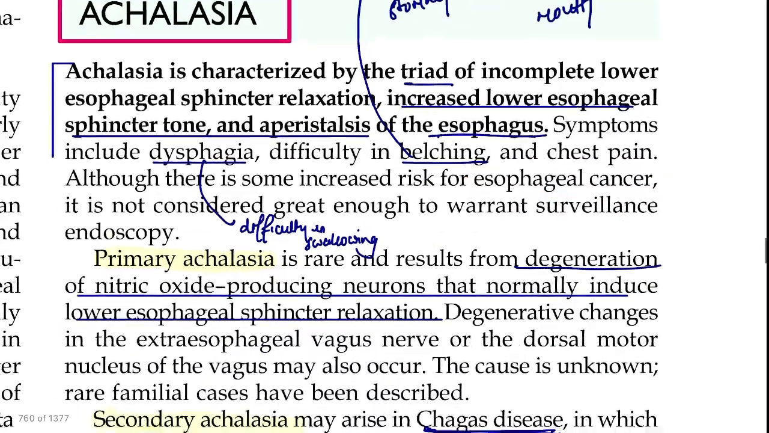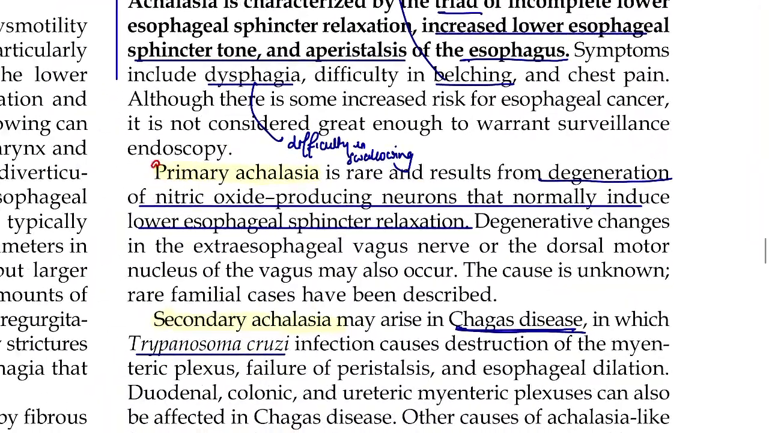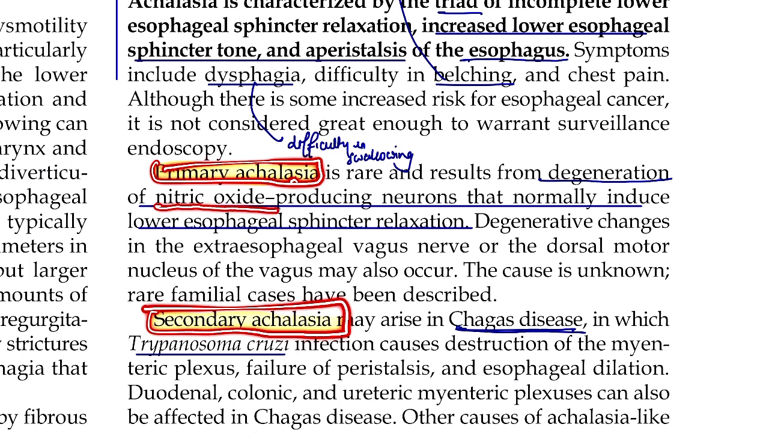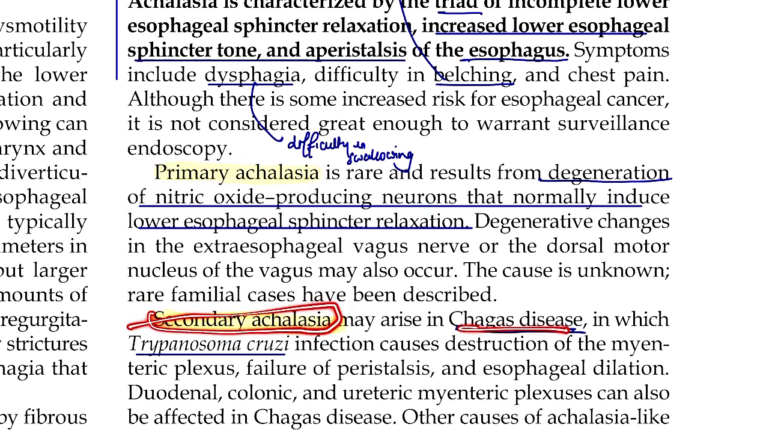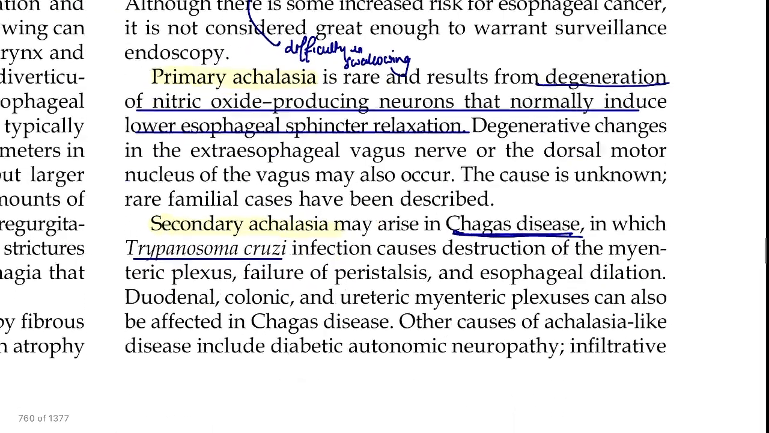But okay, now we talked about what? Primary achalasia. Also we talked about secondary achalasia. Primary achalasia was because of what? Impairment in release of nitric oxide, because of degeneration of neurons that provide nitric oxide, right? And secondary achalasia was because of Chagas disease, in which there was infection with Trypanosoma cruzi, right? Trypanosoma cruzi.